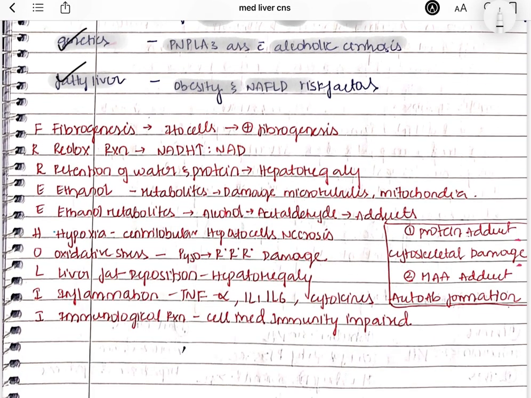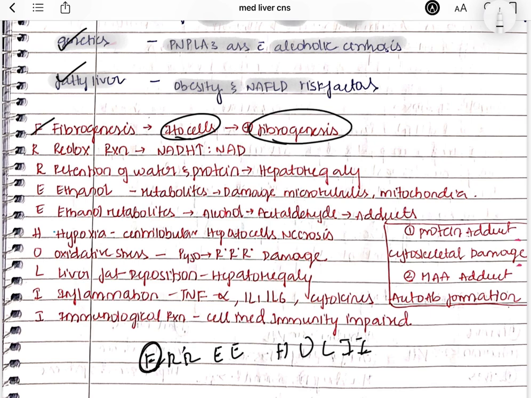Now if we look at the pathogenesis, I remember it using the mnemonic "free holy." It has 2 R's and 2 E's in it, and "holy" has 2 I's. So the first one is fibrogenesis. What happens with alcohol intake? There will be activation of Ito cells. Ito cells, or stellate cells, will get activated to form myoepithelial cells. These myoepithelial cells will cause fibrogenesis. The second is redox reaction, so there will be more NADH compared to NAD. The third is retention of water and protein, which will cause hepatomegaly. And then direct toxic effects of ethanol, which will damage the microtubules and mitochondria of the liver.